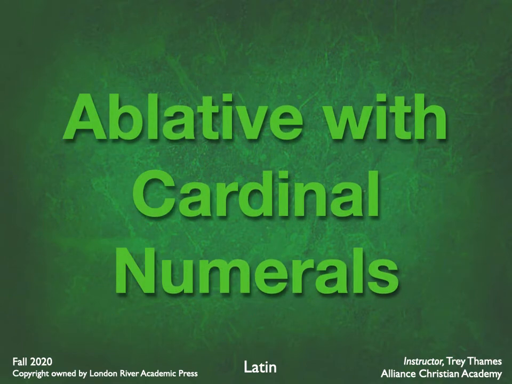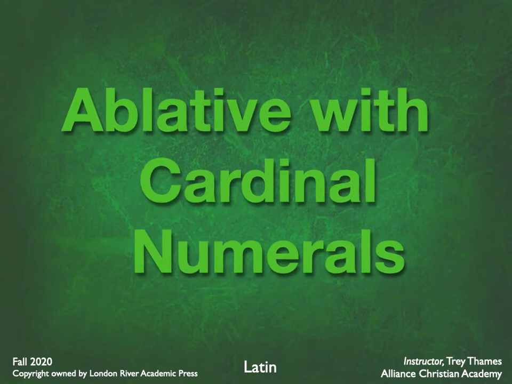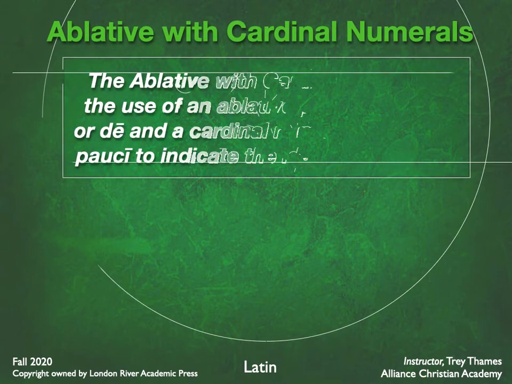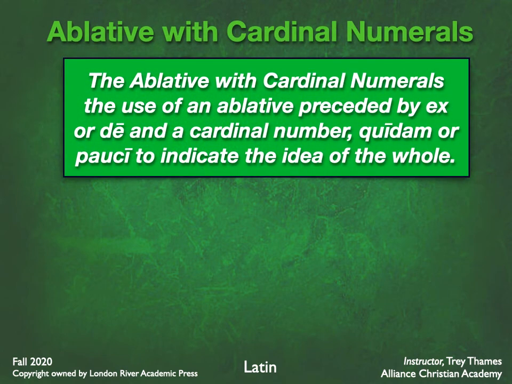All right, so here are 2 uses of numbers specifically with the ablative case. If we have an ablative word with a cardinal number, it's called an ablative with cardinal numbers. So remember cardinal numbers, right? Those are like your 1, 2, 3, 4, 5, 6, etc. If you have those along with a word that's in the ablative, then it's an ablative with cardinal numbers. The ablative with cardinal numbers is the use of an ablative preceded by ex or de and a cardinal number. Or, it doesn't have to be a cardinal number, it could also be preceded by quidam or pauci to indicate the idea of the whole.